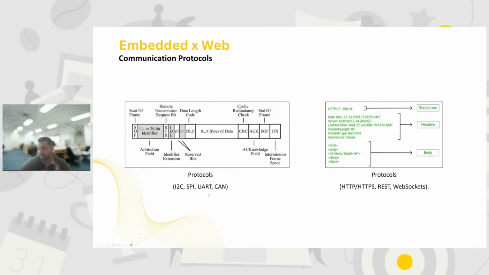On the other hand, we have here in web, HTTP, HTTPS, where we have, for example, the first line about URL, the second line about the body, and the third line with other parameters. So here we can do a bridge between the two parts and understand that they have very, very similar cases in this way.